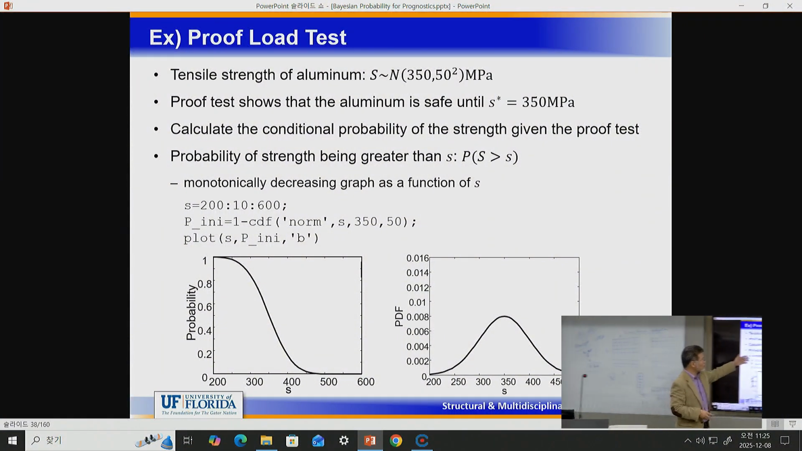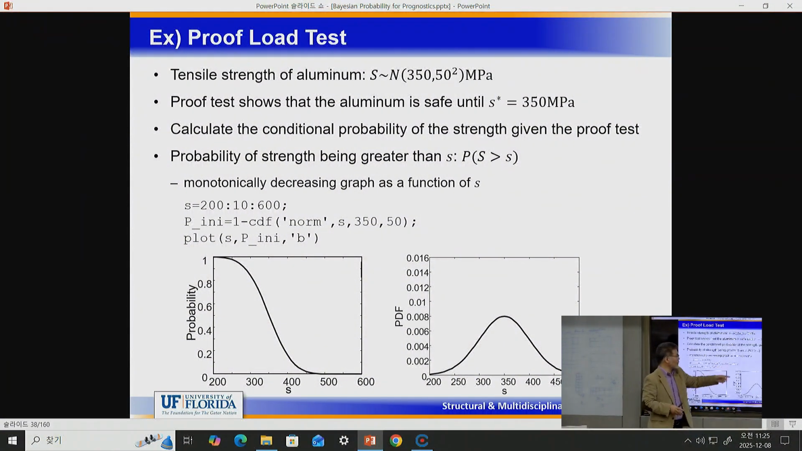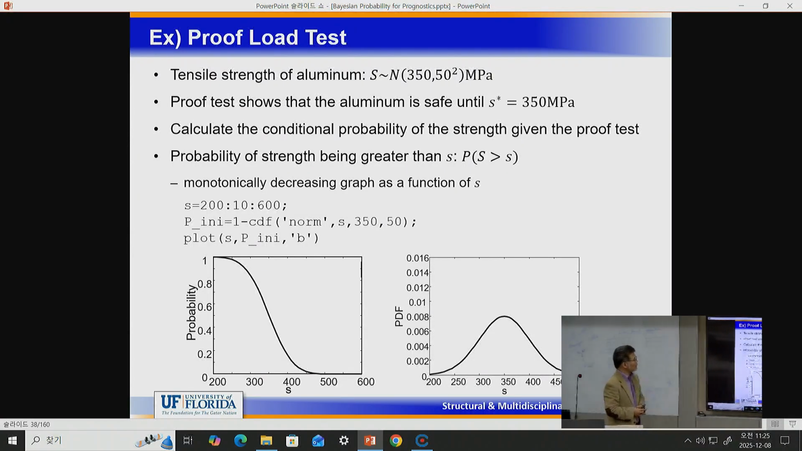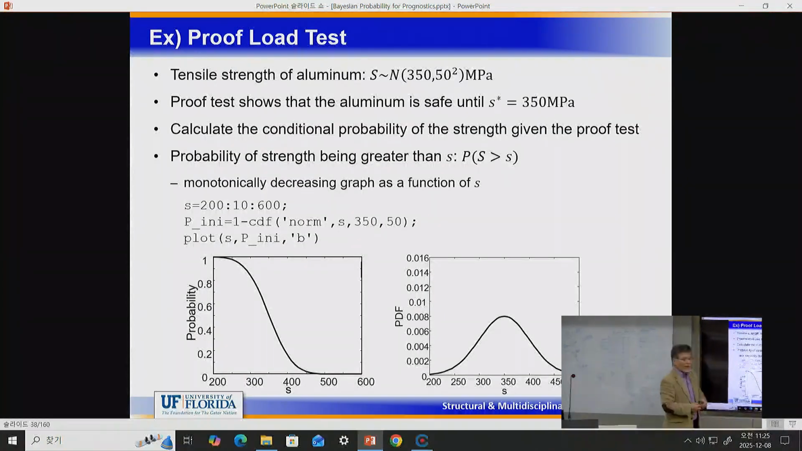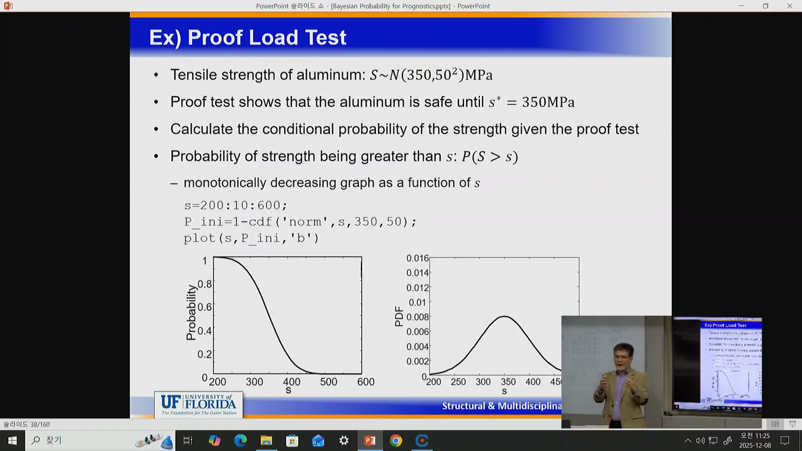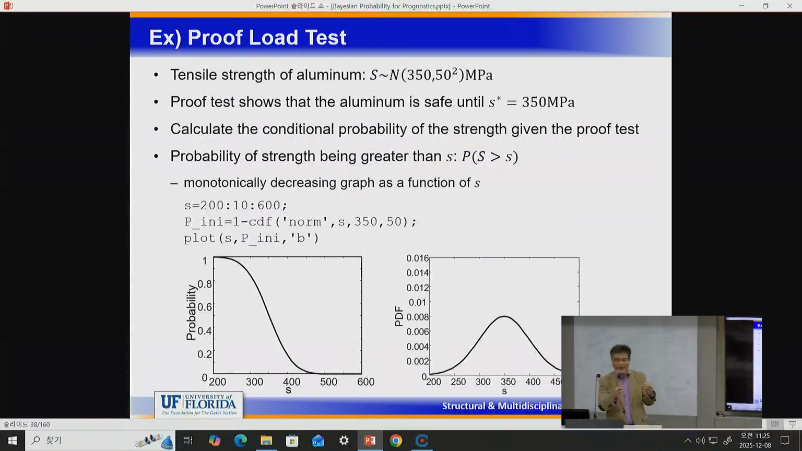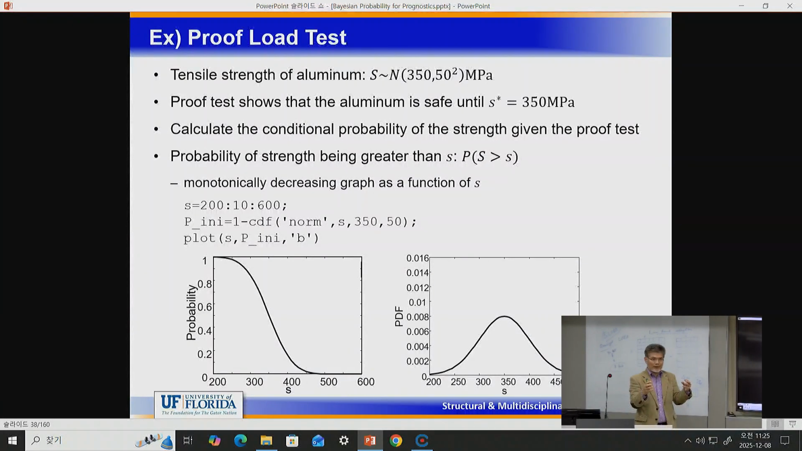I generated this from MATLAB, 1 minus CDF, mean 350 and standard deviation 50. So there's no magic here, just simply plot it based on the result. Then now I have one specimen. One specimen, I don't know what its failure strength is, the 101st specimen, and I test it.